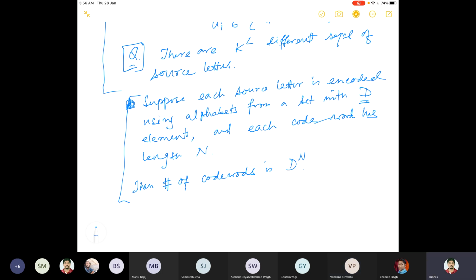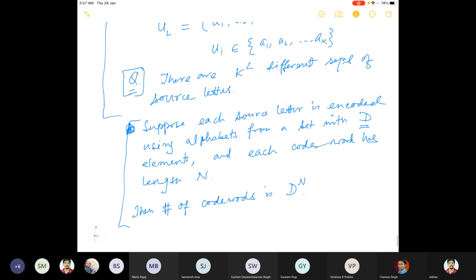Now, what is our basic assumption? Our basic assumption is from the receiver side. The receiver should be able to decode each of these code words. So that means it is desirable that... which one should be bigger, D to the power n or k to the power L? What is desirable?